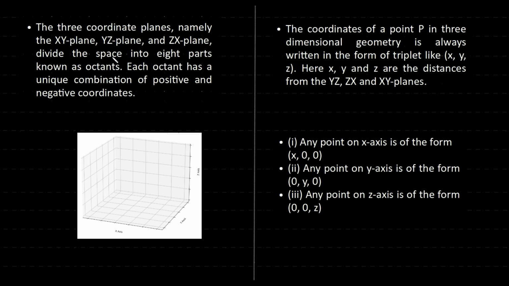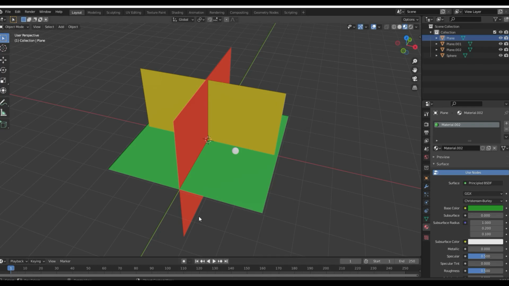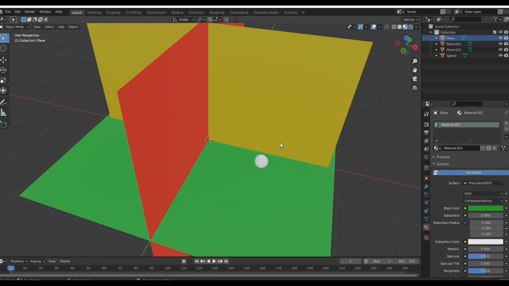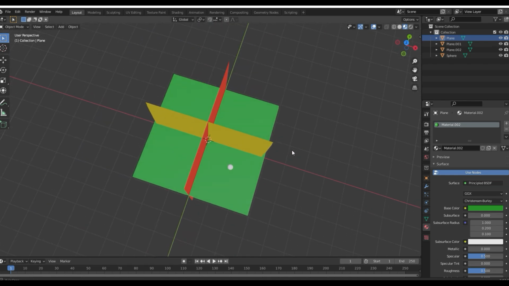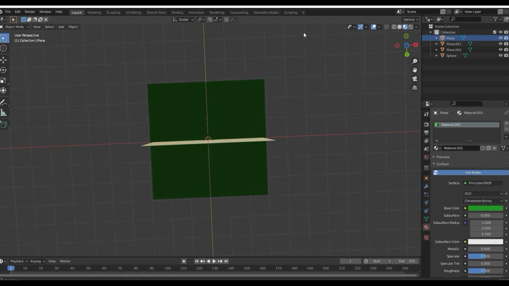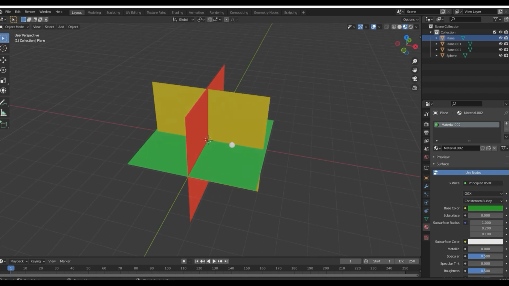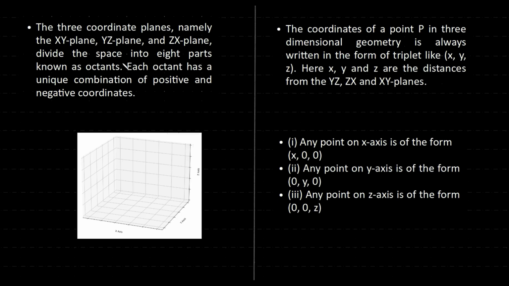These planes divide the space into 8 regions. This will divide the entire space into 8 regions. You can see 4 at the top and 4 at the bottom, and thus 8 regions. Each of these 8 parts is known as an octant. So this is one of the octants.